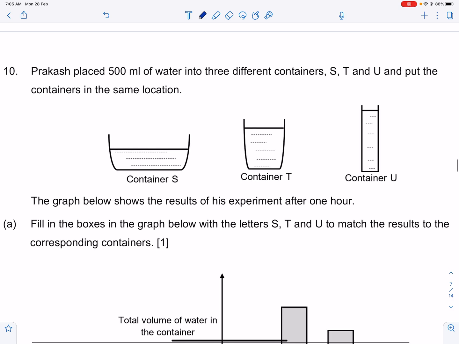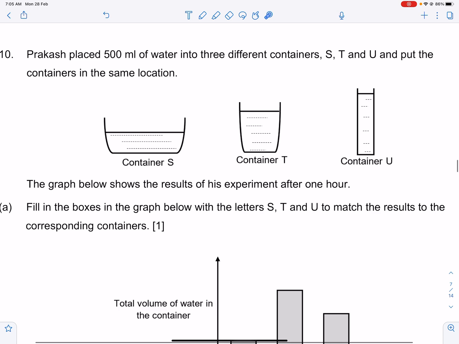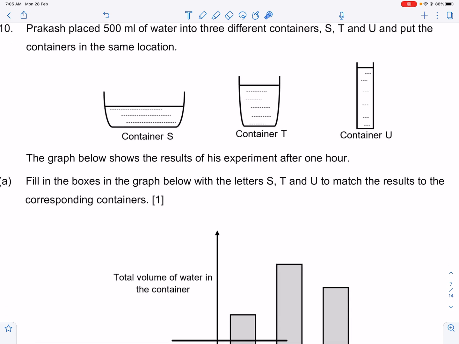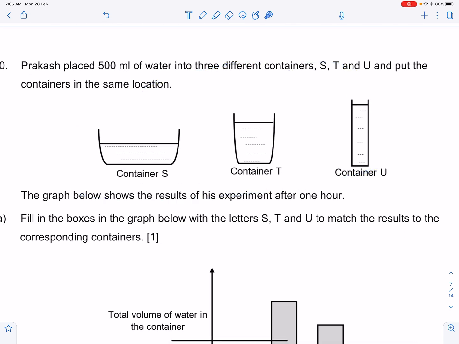Alright, question 10. Prakash placed 500 ml of water into 3 different containers, S, T, and U, and put the containers in the same location. The graph below shows the result of his experiment after 1 hour. Fill in the boxes below with the letters S, T and U to match the results to the corresponding containers. So right off the top, this should look very familiar to you, and you should recognize it straight away. It's an experiment that's got to do with factors affecting rate of evaporation. And in this case, we're looking at your WET again, exposed surface area, right?